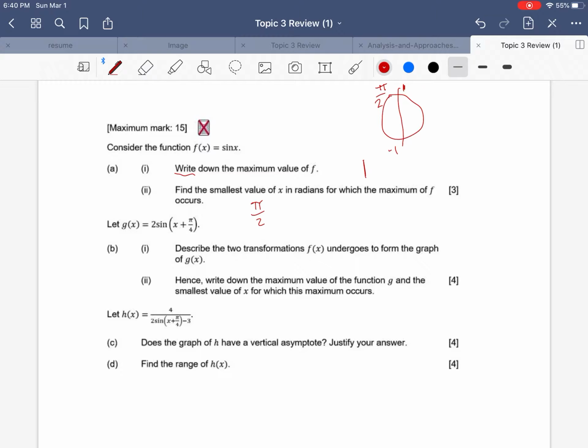Then it says, describe the two transformations f of x undergoes to form the graph of g of x. Well, remember transformations: 2, which is our amplitude, and then this value moves left or right, and if we had some other value out here, that moves up and down, and this stretches it horizontally if we change the period. So right here, the amplitude is 2, so it's a vertical stretch, scale factor 2.